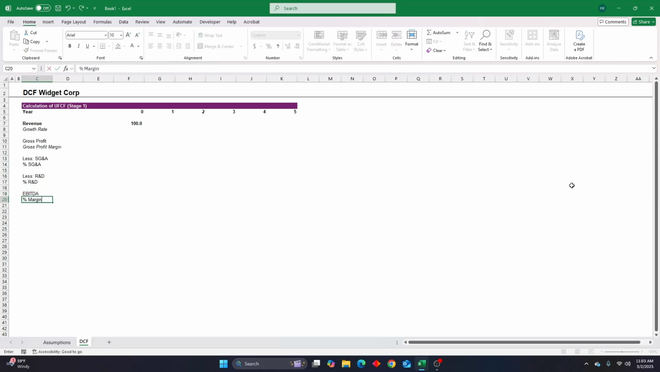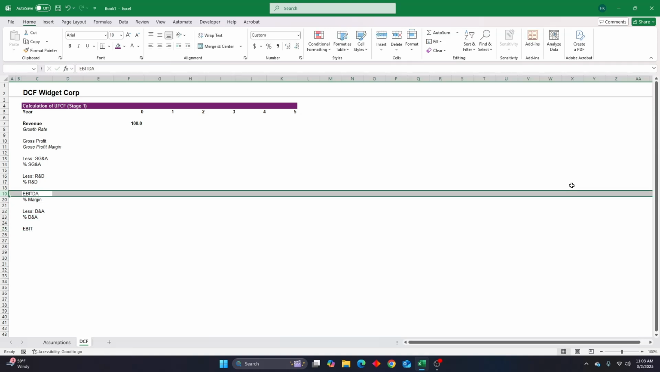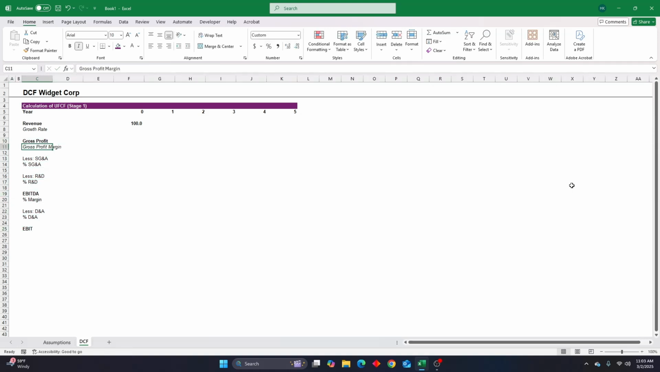Look at the margin here. Then we'll take out our D&A. And so the key here is after you take out your D&A and you get to your EBIT, as opposed to subtracting any interest expense, we're going to tax affect our EBIT directly.